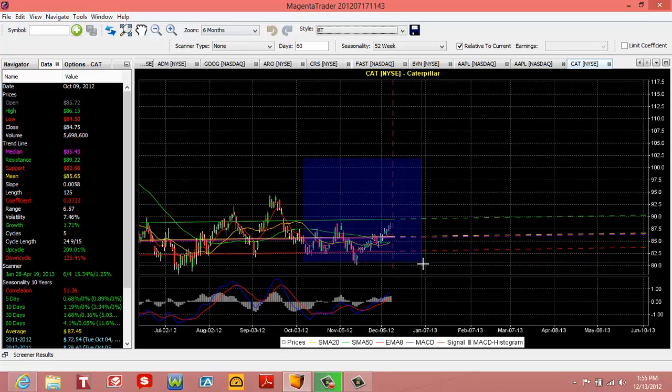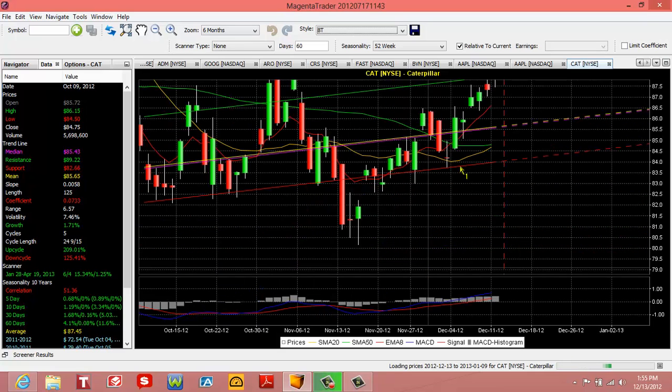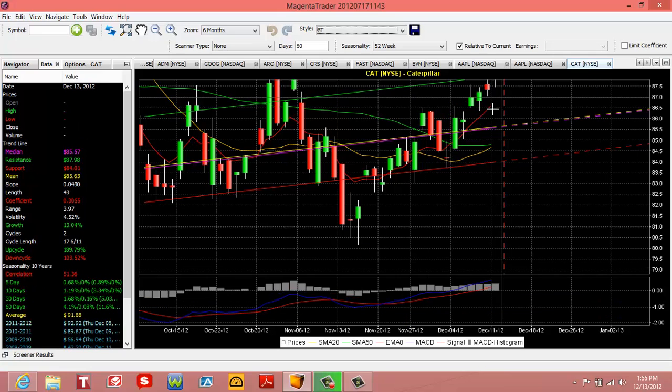So for example, on this stock, I'm also seeing a break of the 8T and a break of the signal line. So that's a very strong buy signal here. Okay, so the probability is on my favor that from now till April, Caterpillar is going to go up. Now, let's look at another stock.